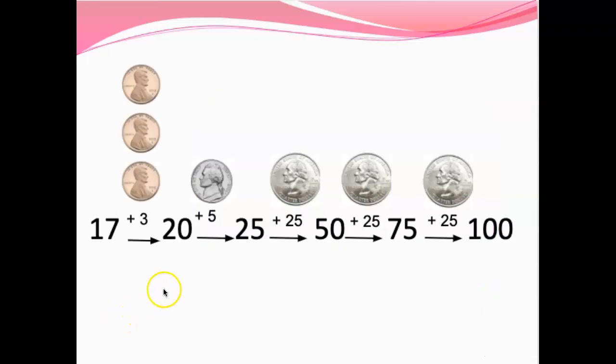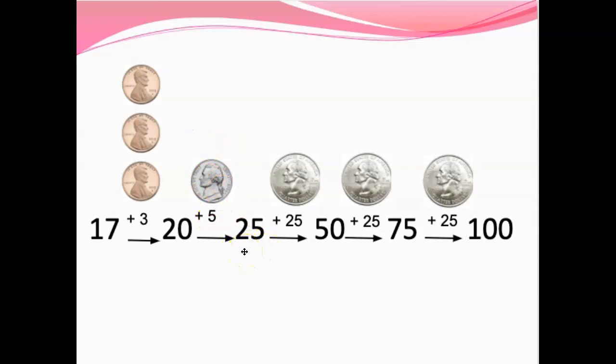Okay, so here's how I solved. Remember, I like to get to a multiple of 10 first. So 17 in my head, then 18, 19, 20. So I added 3 pennies to get to 20 cents. Then 20 was really close to a quarter, so I needed 5 more cents to make 25 cents. 20 plus 5 more, or 1 nickel, equals 25.